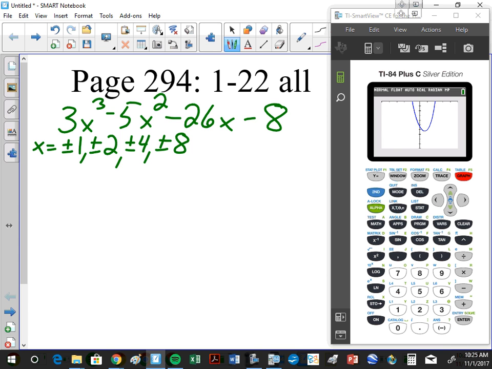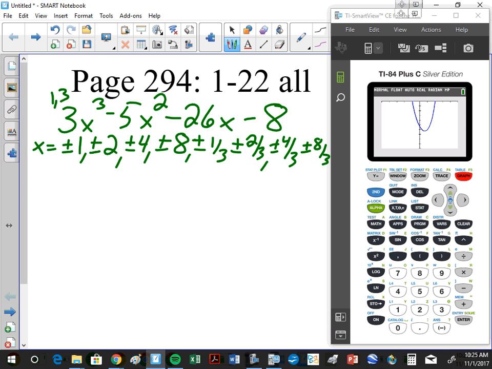This one has the factors of 1 and 3, so I need to divide everything by 3. So plus or minus 1/3, plus or minus 2/3, plus or minus 4/3, and plus or minus 8/3. Now, I would not guess a fraction unless you absolutely have to, unless you've tried all the other numbers and they didn't work. Okay, let's look at 1.